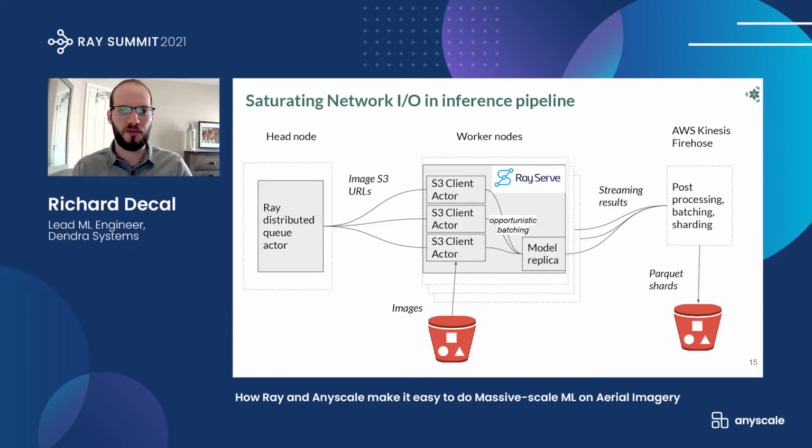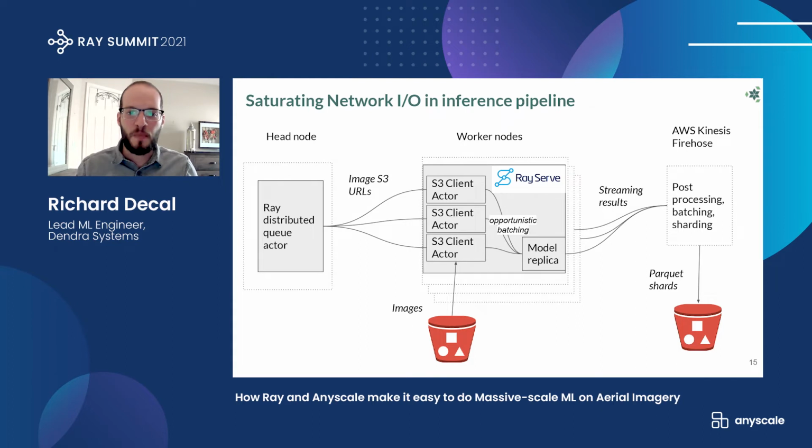So this is a rough sketch of our inference pipeline. These dotted lines are different machines on the cluster. And these gray boxes are Ray actors. So briefly, we have a Ray actor queue, and this queue has a bunch of images that we want results for. So we farm out these URLs to different worker nodes, and the S3 clients on these nodes fetch images off of S3. Those images then get batched and put on model replicas, and the results of those models get streamed out to AWS Kinesis Firehose for post-processing, batching, sharding, partitions, all that good stuff, and they get saved as parquet shards on S3. So the main thing I want to draw attention to is how I architected these S3 client actors.